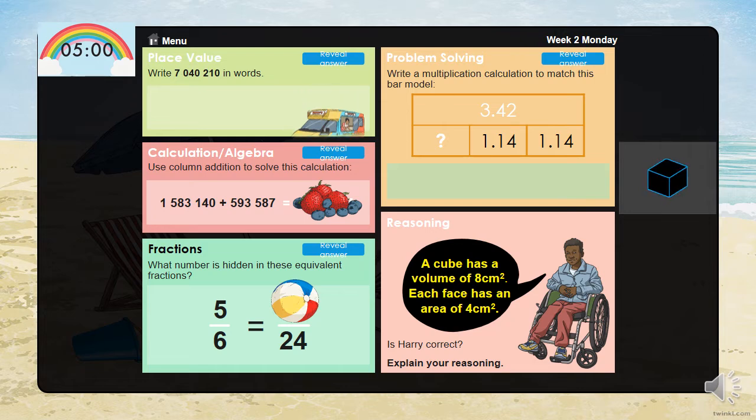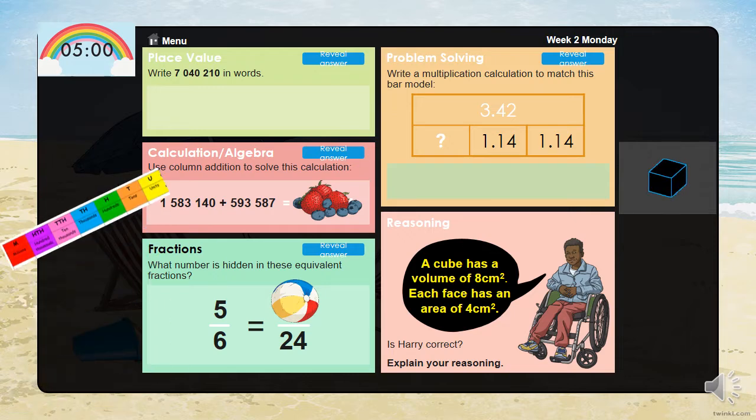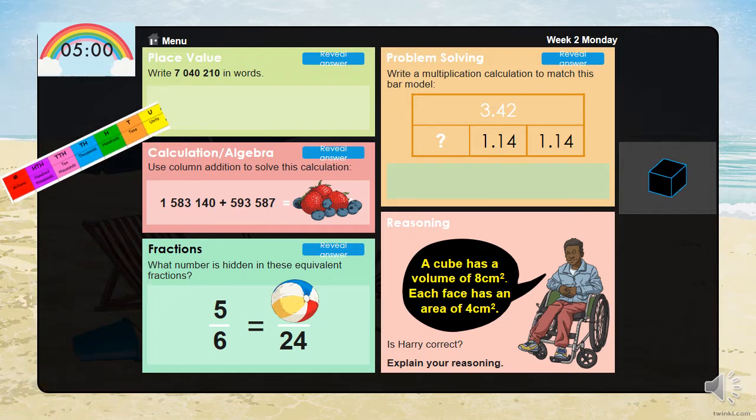So, we have a place value grid. This should help you with the place value question as well as the calculation and algebra question. Making sure you've lined up the digits correctly will help you to read the numbers and also help you to add them correctly. I've also got some tips for the fraction section. So if you know what you're multiplying by, then that will help you to find the equivalent fraction. And that's all I've got to help you at this point. So I'd like you to pause the video here whilst you have a go at the questions on screen.